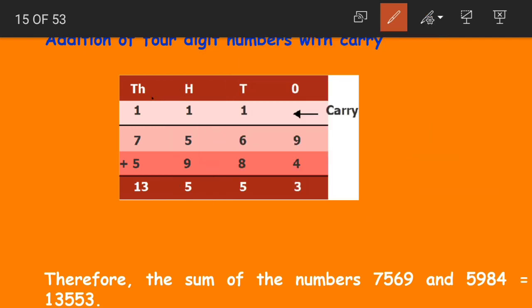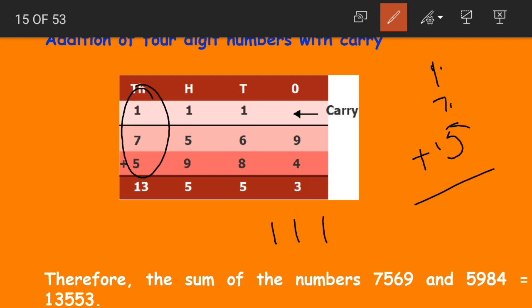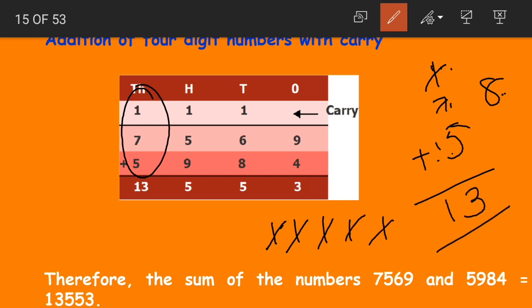Now moving on to the thousands place, we have 1, 7 and 5. 1 plus 7 becomes 8. Now 8 plus 5 becomes, here it is 5, right? So I'll draw 5 lines: 1, 2, 3, 4, 5. After 8 we have 9, 10, 11, 12, 13. How did we do this? 1 plus 7 becomes 8 and 8 plus 5 becomes 13.